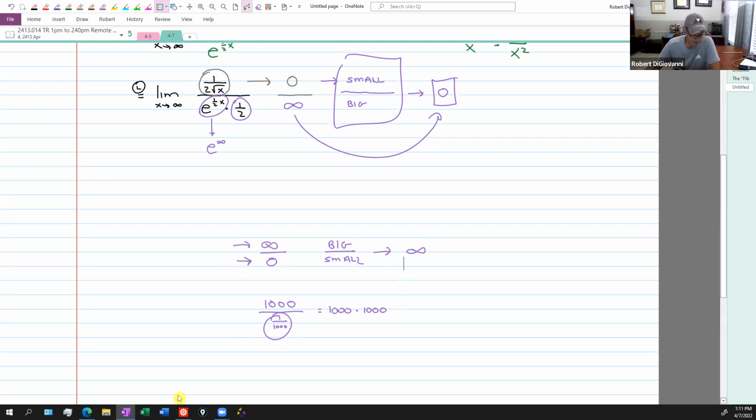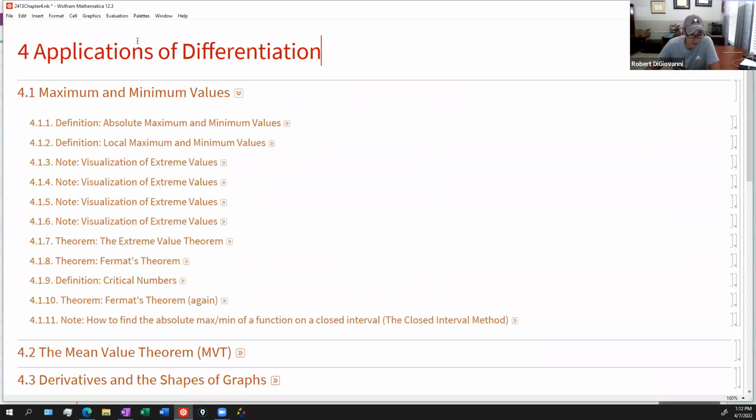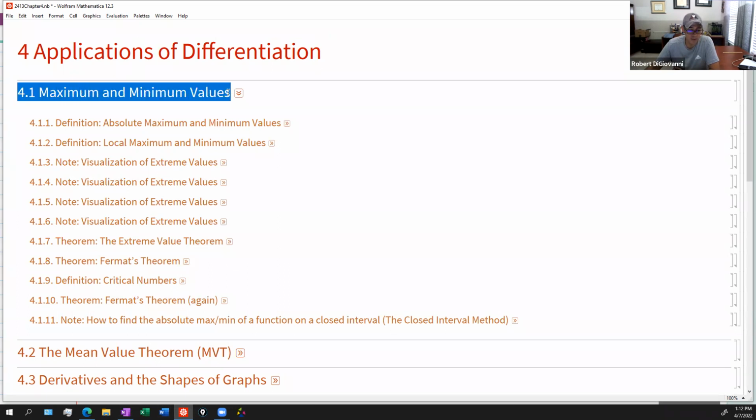Okay, all right, so we are going to talk about chapter 4 applications. The first section is 4.1, maximum and minimum values. I have 11 notes here to go with this topic. A lot of this is just visualization stuff, but there are some important definitions in here that we need to know.